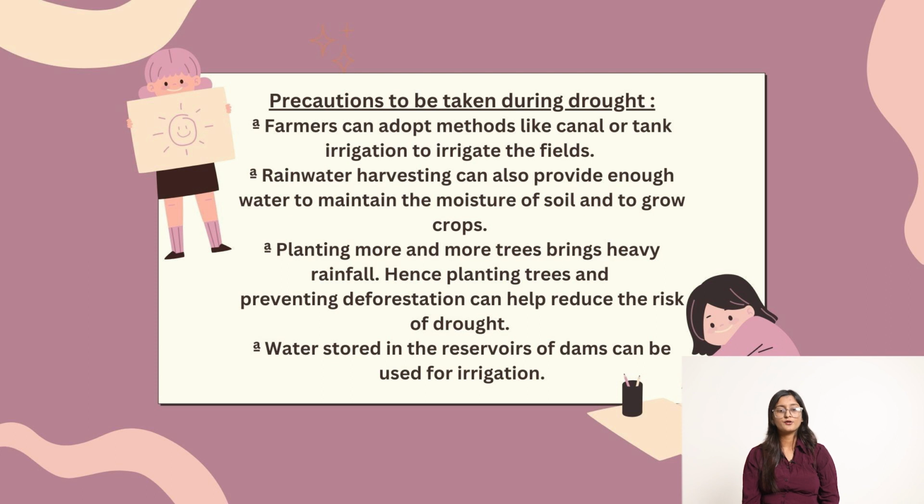Precautions to be taken during drought. Farmers can adopt methods like canal or tank irrigation to irrigate the field. Rainwater harvesting can also provide enough water to maintain the moisture of soil and to grow crops. Planting more and more trees brings heavy rainfall. Hence, planting trees and preventing deforestation can help reduce the risk of drought. Water stored in the reservoirs of dams can be used for irrigation.